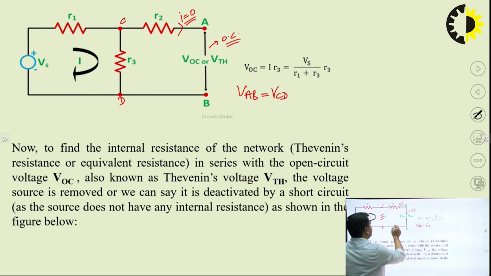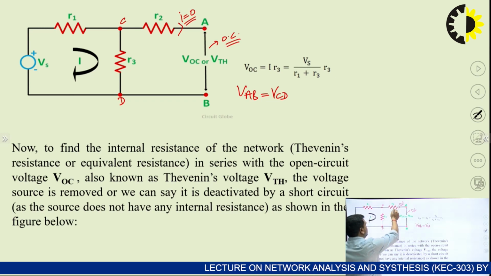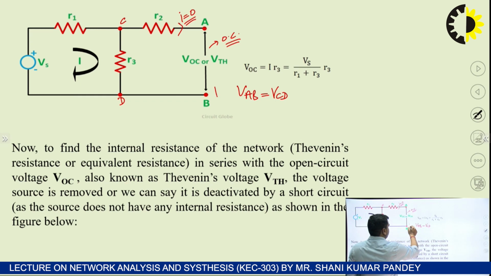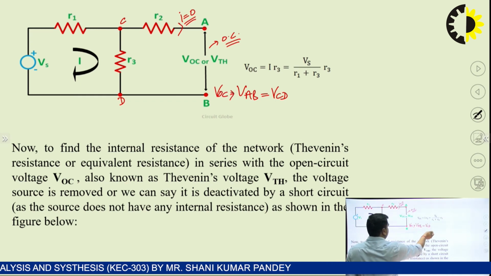Why? Because the current is 0 in branch R2. It means the voltage drop is equal to 0. This branch is redundant. There is no current flowing in this particular resistance R2. Then here VAB, that we can say is VOC. VOC is VAB, which is VCD.